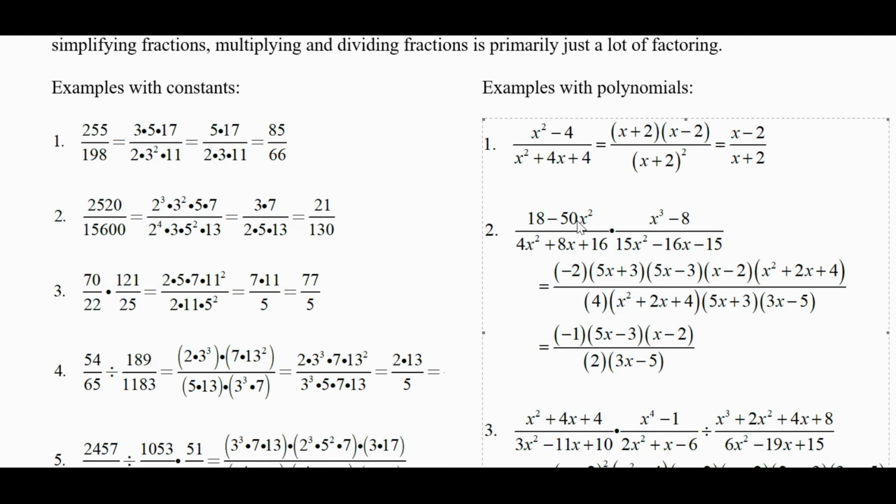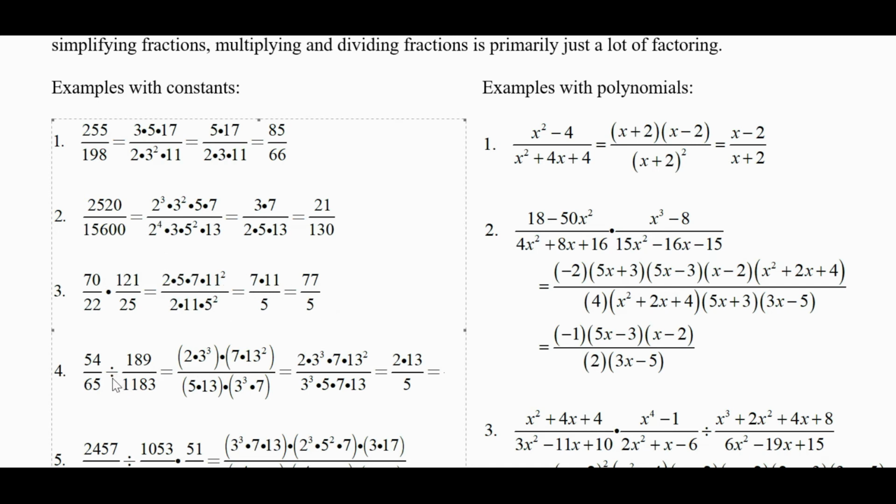This one is multiplication. Let's go over multiplication over here. So here, the 70 and the 121, you break them down. 121 is 11 squared, 70 is 2 times 5 times 7, 22 is 2 times 11, 25 is 5 squared. Now we got it all multiplication, we can cancel. And you can see how that finishes out.